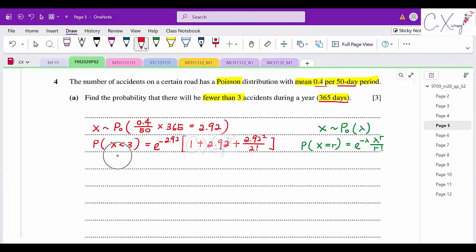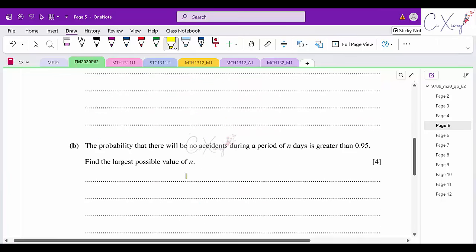So according to the formula here, smaller than 3 shouldn't include the 3. And therefore, I stop at 2. Right? Then just press the calculator and see what you get. So by right, you'll be getting this long answer here. Then I want to correct it to 3 significant figures. So by right, you should be having 0.441 correct to 3 significant figures. All right, so this is what we have for part A. And let's continue to part B.